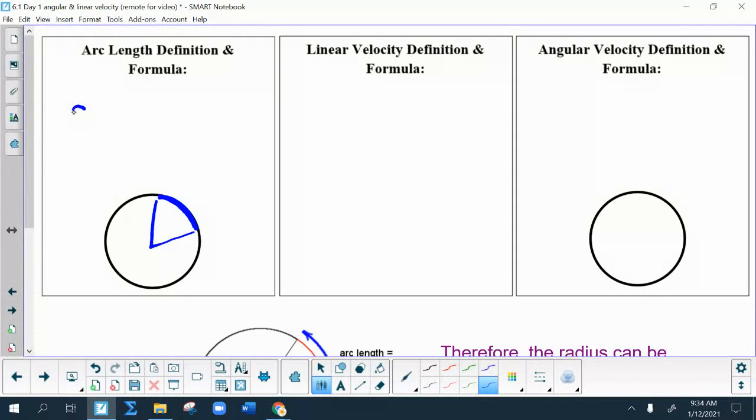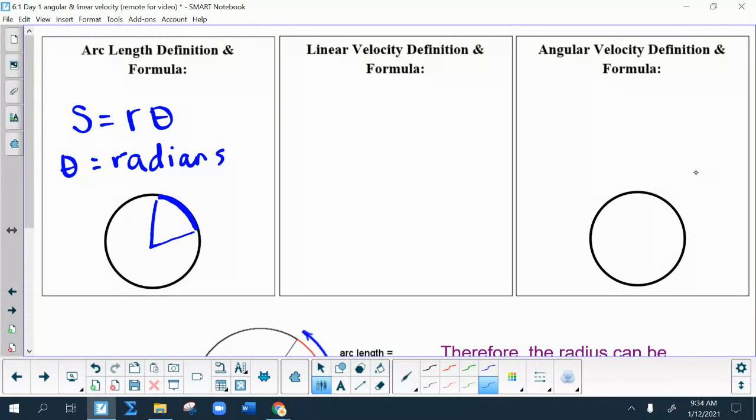The formula though is S equals R times theta. And R can be in any measurement, but theta has to be in radians. I'm actually going to skip over to angular velocity next, and then I'll do linear in the middle.